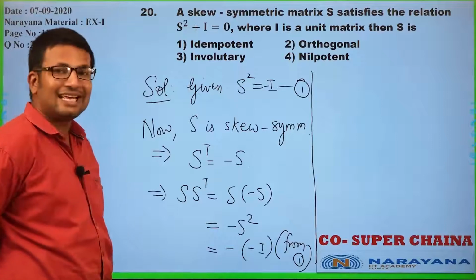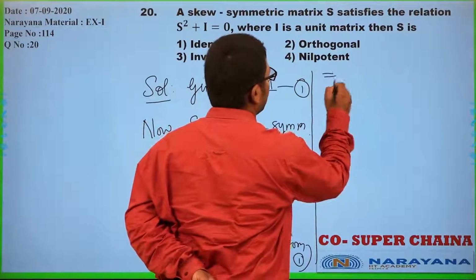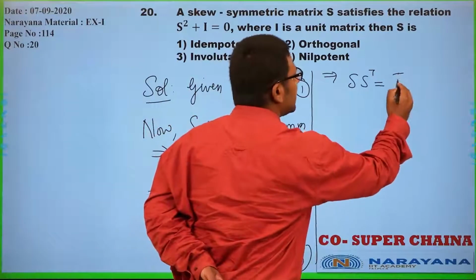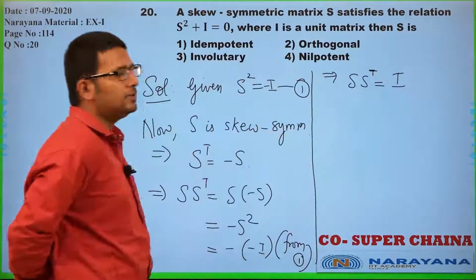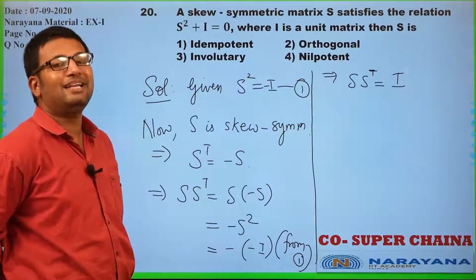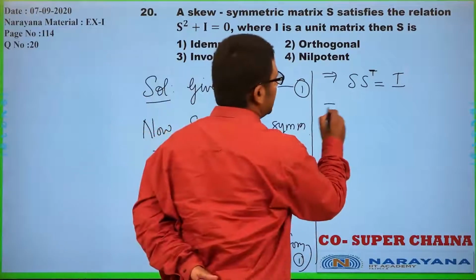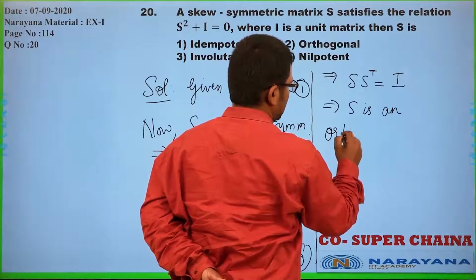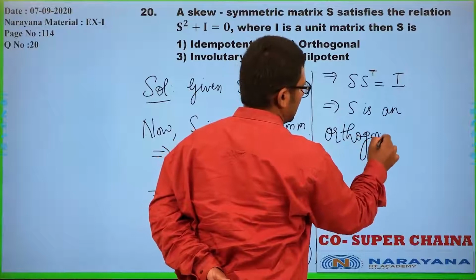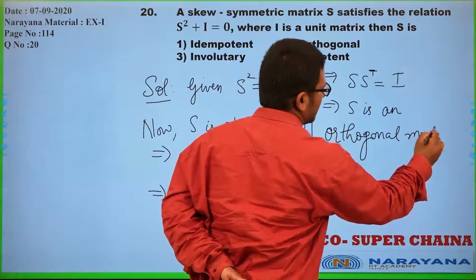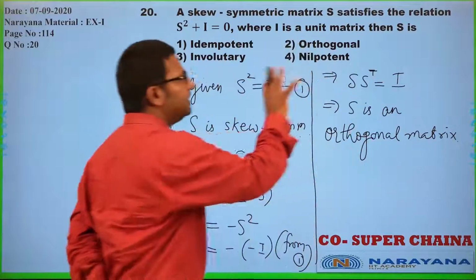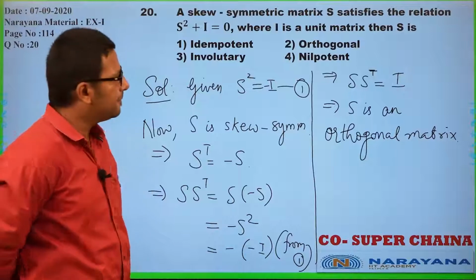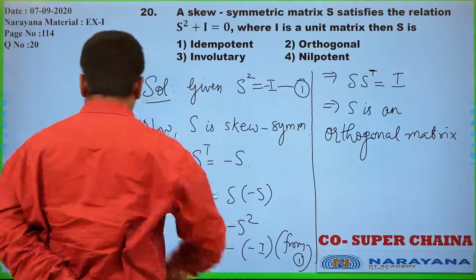So S S transpose is minus of minus I, which is I only, right? S S transpose is I, therefore by definition S is an orthogonal matrix. Right? Because this is the definition of an orthogonal matrix, that A A transpose should be equal to I. Alright? Got it? Okay. Then let us proceed.